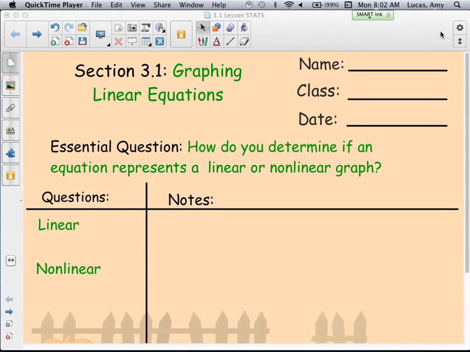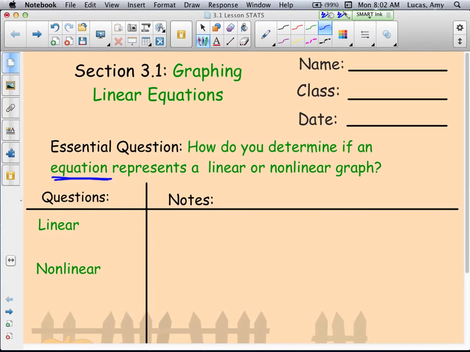Lesson 3.1, Graphing Linear Equations. Our essential question today is how do you determine if an equation represents a linear or nonlinear graph? The word that I want you to focus on in that essential question first is equation. So when you answer this question, make sure that you are answering it based on looking at an equation and how you can determine if an equation represents a linear or nonlinear graph.